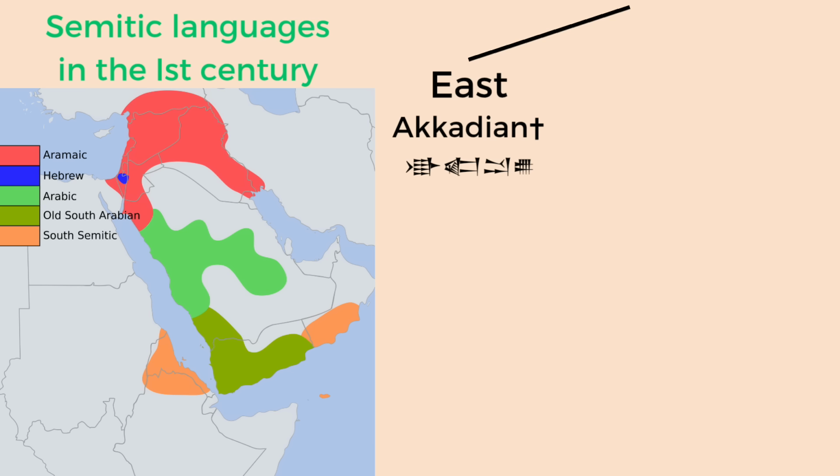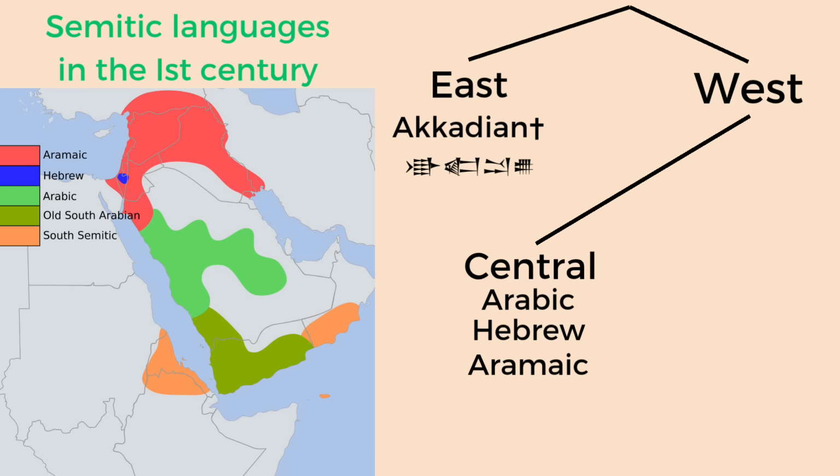There are East Semitic languages, such as Akkadian, which are all extinct today, with no native speaker remaining, though they survived through written records and inscriptions. And the West Semitic languages, which are further divided into Central Semitic languages, mainly spoken in the Middle East and North Africa, including Arabic, Hebrew, and Aramaic.